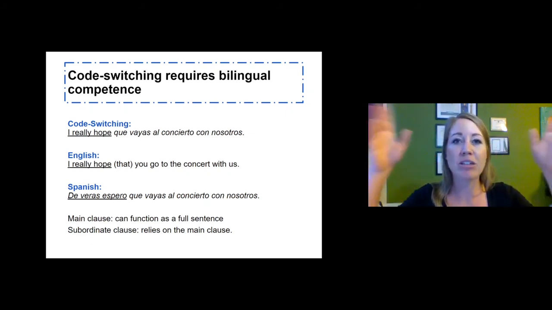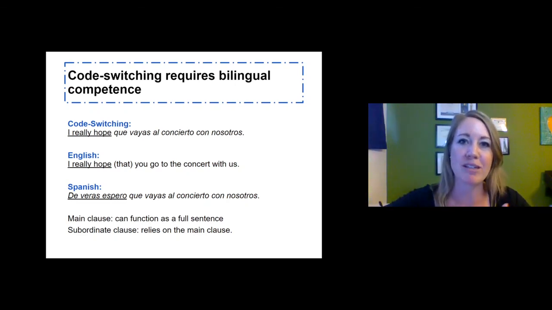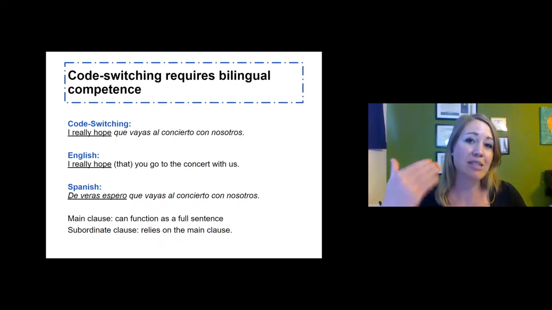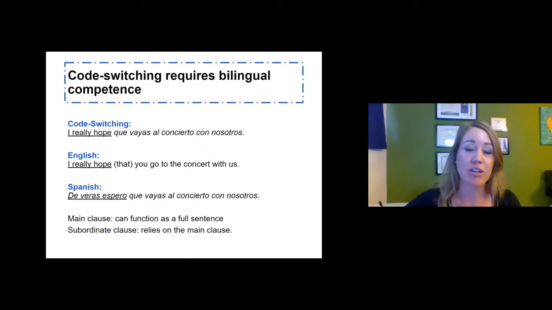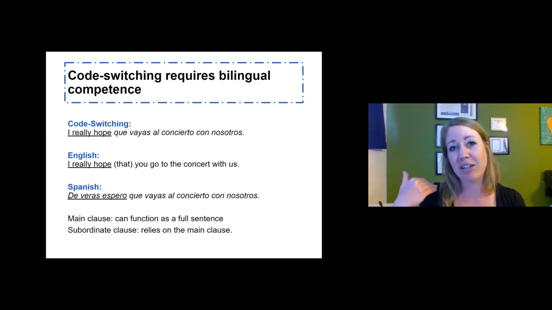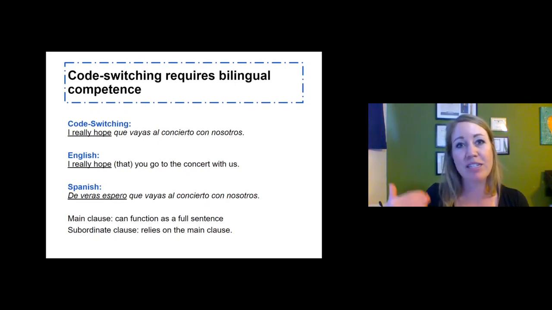You might not be able to take a grammar quiz on it, but because you guys are fluent in English, you understand, I really hope that you go to the concert with us, okay? You have to be fluent in Spanish as well to be able to code switch that and cut it off at the clause. You've got to be fluent in both languages to be able to do that. So I hope that made sense, but I just wanted to use that example to reiterate that Spanglish actually is linguistic competence and fluency in two languages. It's a real powerful tool.